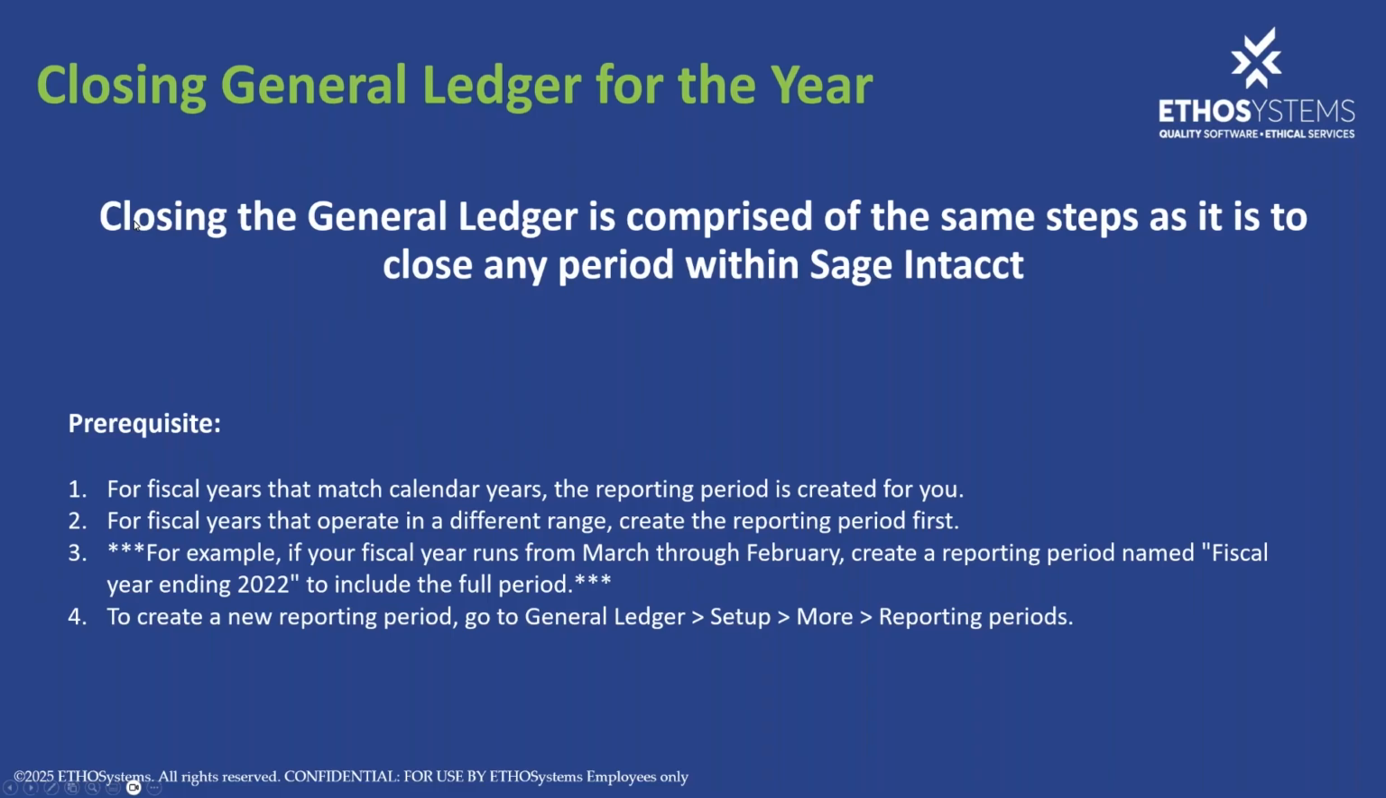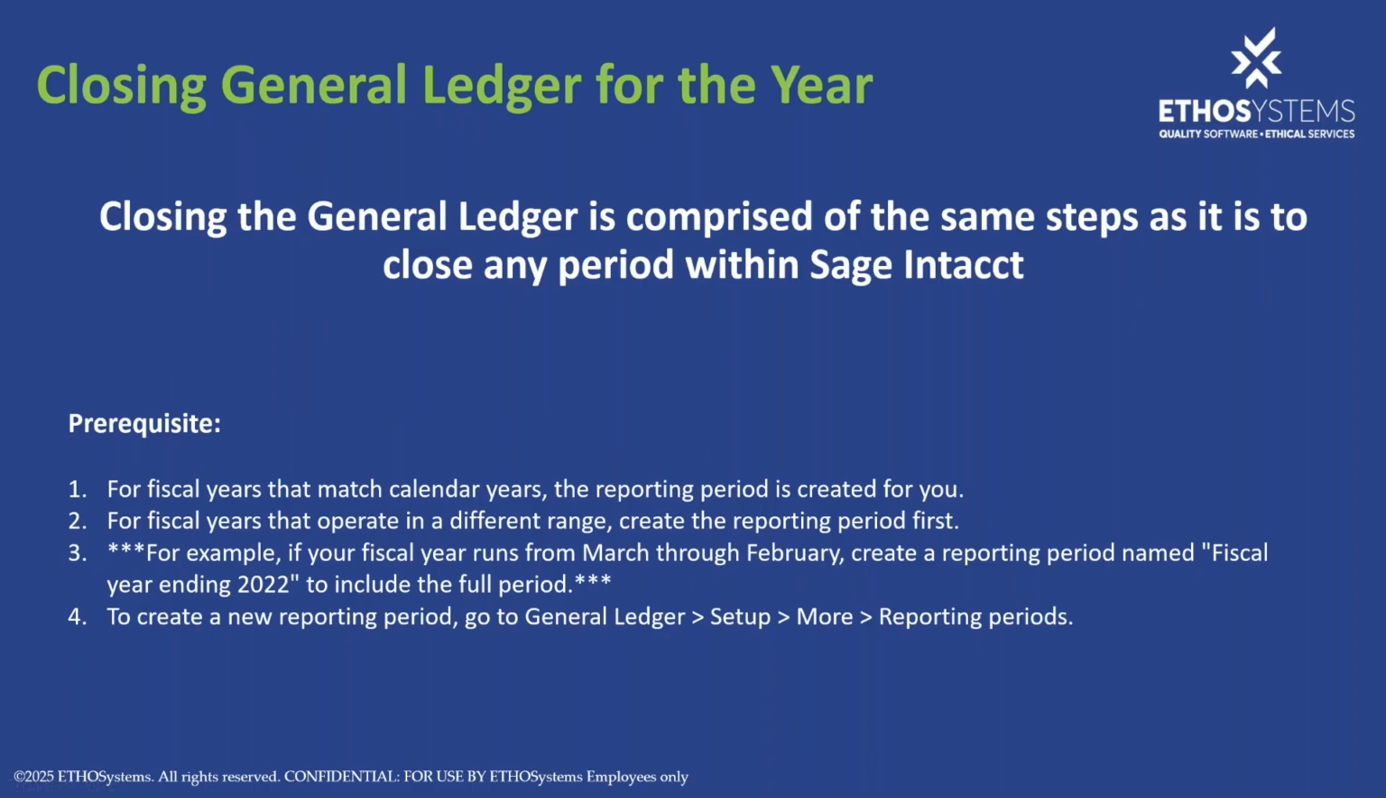Here are some prerequisites, little notes I wanted to make sure you were aware of. For fiscal years that match calendar years, the reporting period is created for you. That's what I was just speaking to. Your reporting period for fiscal is going to say fiscal month ended January 2022 or whatever. For fiscal years that operate in a different range, create that reporting period first. Yes, you have to create that reporting period in order to use it in the report. Think of the cadence and the order of operations, essentially. It has to exist to be able to do it.